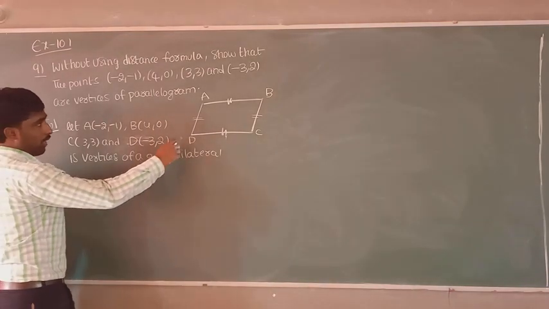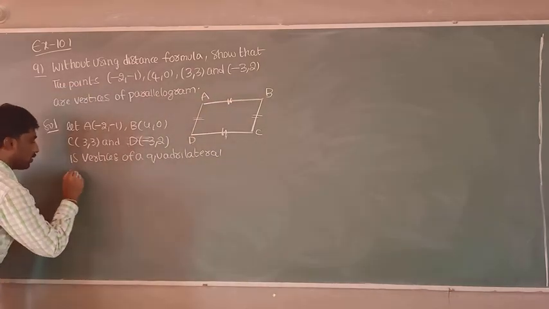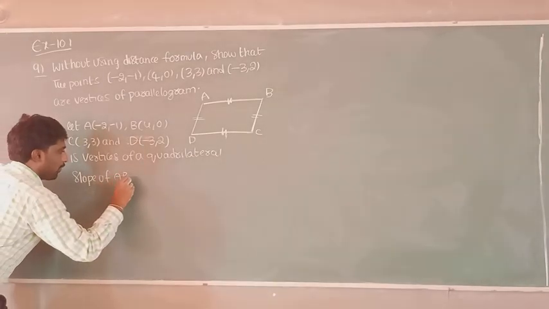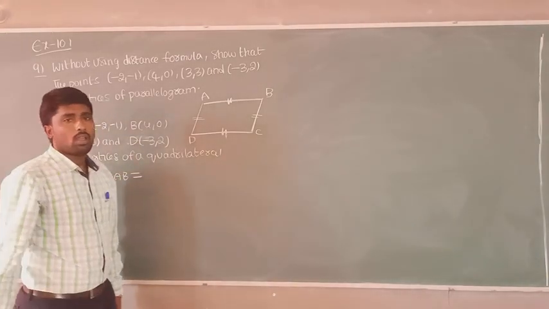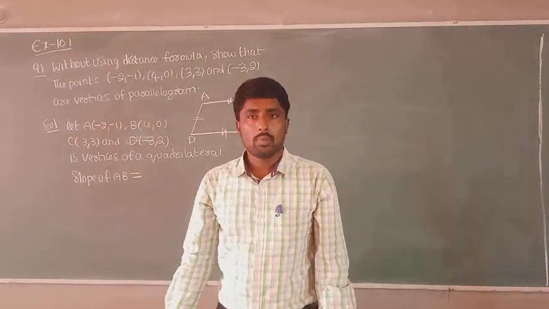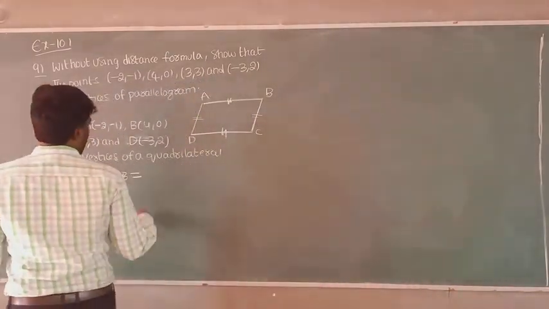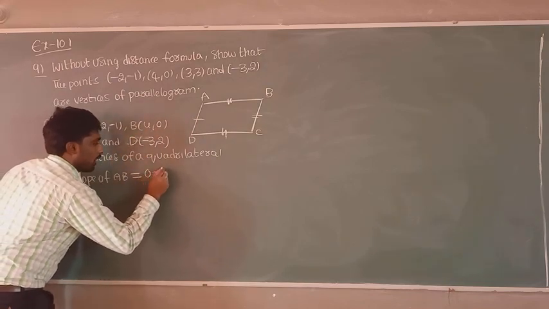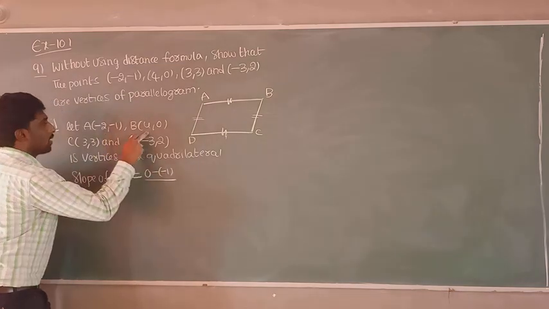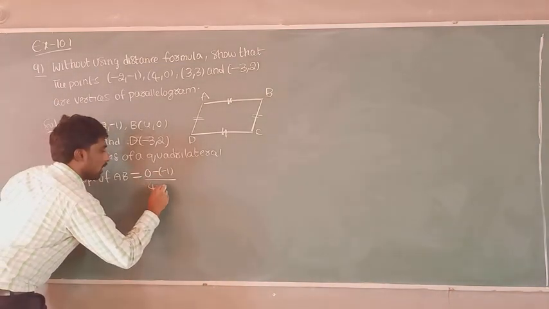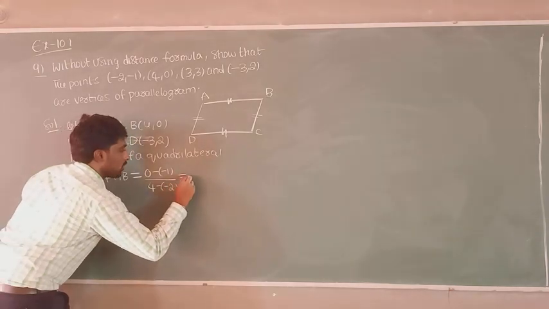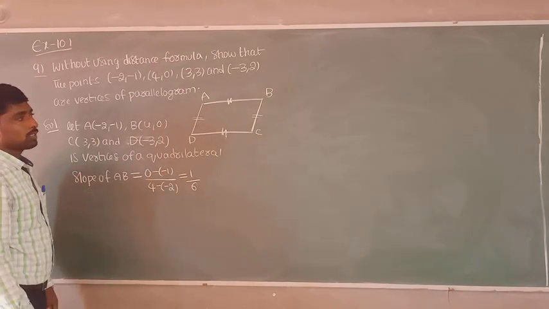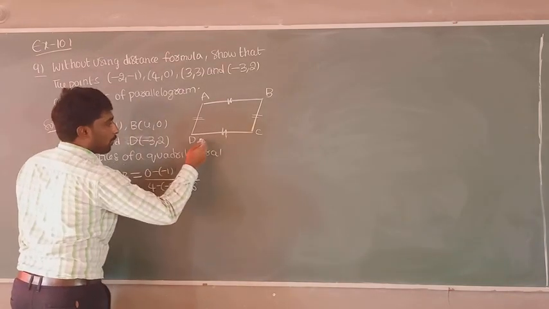Now what do I have to find? First, the slope of AB. The slope of a line passing through two points is y2 minus y1 by x2 minus x1. Is it clear, everyone? Then y2 is 0, so 0 minus (-1) by x2 minus x1, 4 minus (-2). So this becomes 1 by 6. Slope of AB, what I am getting here, is 1 by 6. Next I have to find the slope of CD.